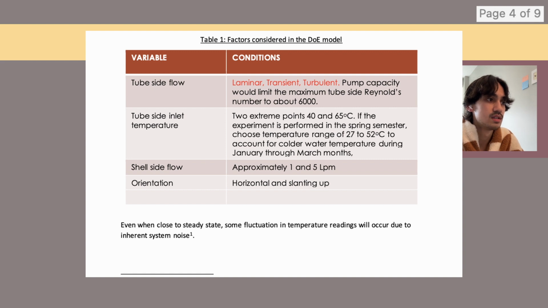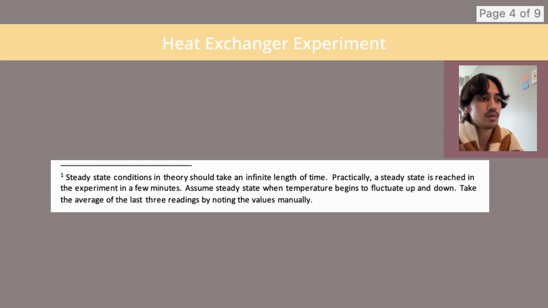Even when closed, at steady state, some fluctuations in temperature readings will occur due to inherent system noise. Steady state conditions, in theory, should take an infinite time. Practically, a steady state is reached in the experiment in a few minutes. Assume steady state when temperature begins to fluctuate up and down. Take the average of the last 3 readings by noting the values manually.